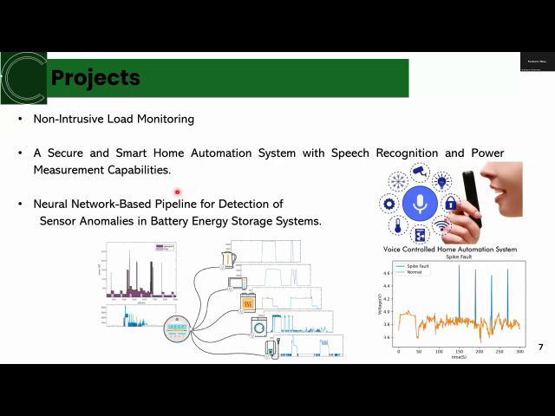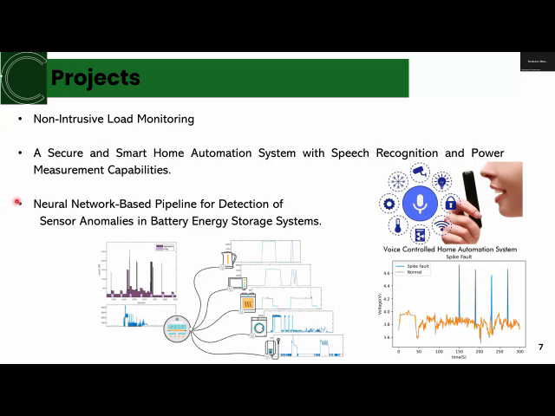The other one is a neural network based pipeline for detecting sensor anomalies in a battery energy storage system. This is a project that we have implemented and published a couple of papers on. All these papers you can find on Google Scholar. If you have interest, type my name and a Google Scholar profile will come up. You can go and read the whole detail about these projects, right? The other project that we have built is sensor anomaly detection.